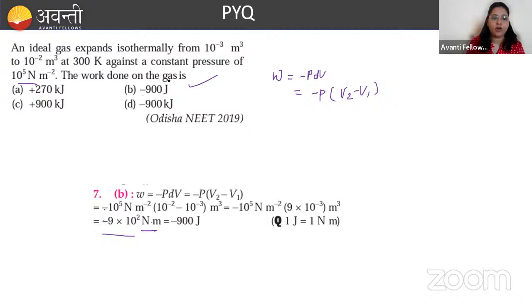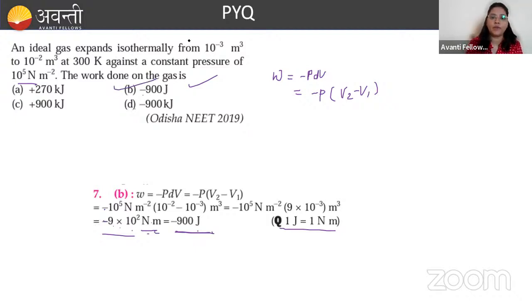The work done by the gas, whether it will be in joule or kilojoule, that is the question for this. Newton meter: 1 joule is equal to 1 Newton meter. So 9 into 10 raised to 2 Newton meter will be equal to 900 joule. So our correct answer is option B.